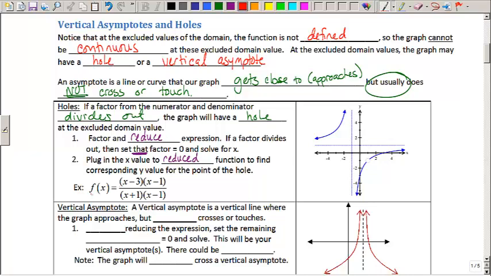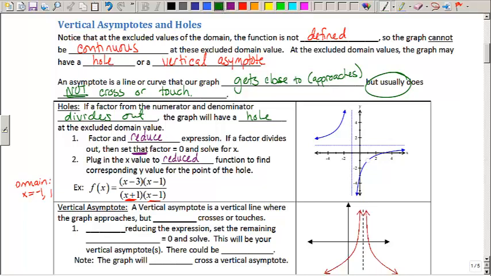Let's take a look at this example. f of x equals (x minus 3)(x minus 1) over (x plus 1)(x minus 1). Notice that there are two excluded domain values for this problem. x cannot be -1 and x cannot be 1. Now I know I probably should write that in interval notation. I just wanted you to understand that these two values, -1 and 1, are going to be problem areas. Those two numbers will either be a hole or a vertical asymptote at those x values.